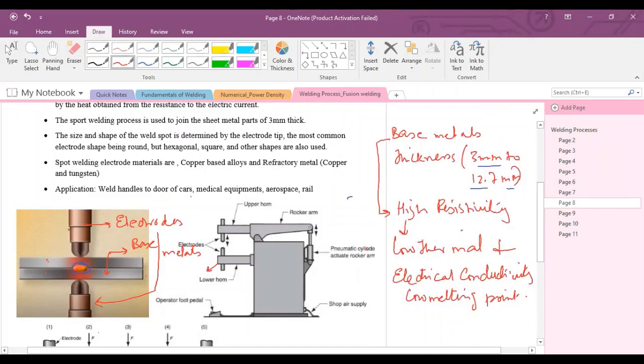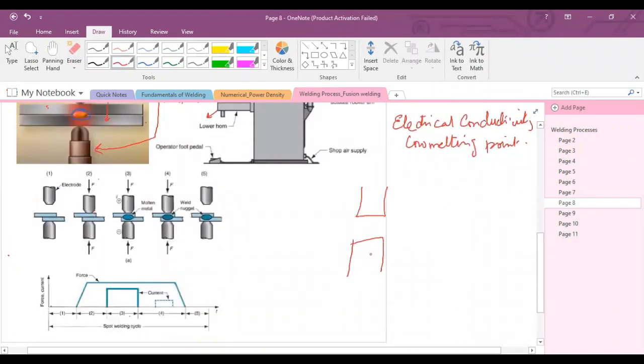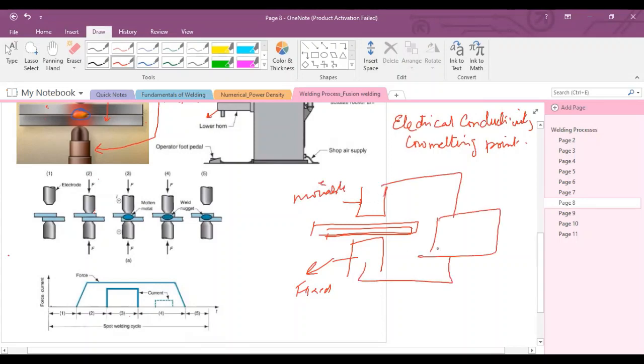In a resistance welding setup, there are two electrodes, and under these two electrodes there are two base metals. The base metals come in contact with each other. Normally, lap joints are formed with the help of resistance welding. These two electrodes are connected to the transformer, and the two base metals are placed over the surface of the fixed electrode. This is the fixed electrode, and this is the movable electrode, and both electrodes are connected to the transformer. This is the primary winding and this is the secondary winding.